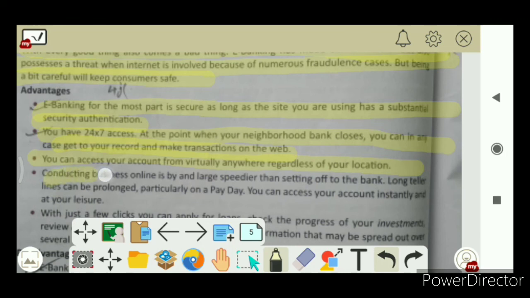Conducting business online is by and large speedier than setting off to the bank. Long teller lines can be prolonged, particularly on payday. You can access your account instantly and at your leisure.